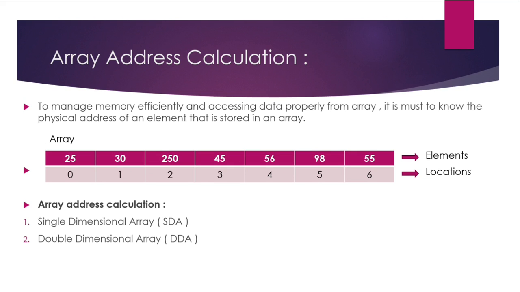But they have some sort of position, some sort of address, and different kinds of elements. In our course, we are going to study only two dimensions, single and double. The paper concentrates on double dimensional array address calculation, but I'm telling you single dimensional also. Actually, you have to know both things together.